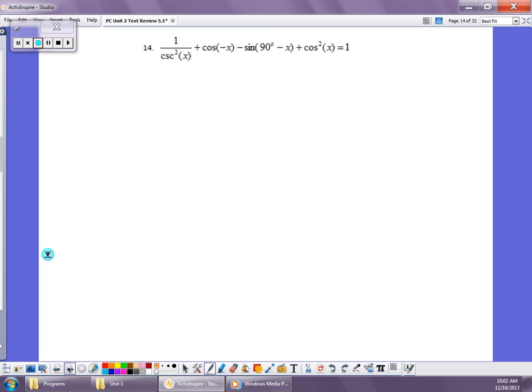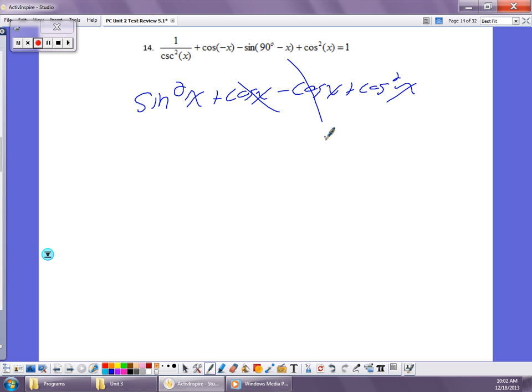All right, 14. What is 1 over cosecant squared? Sine squared x. When you take the cosine of a negative, what can you do with the negative? Get rid of it. Sine of 90 minus x, that's the cofunction of sine, is what? Cosine, plus cosine squared. What's cosine minus cosine? 0. What's sine squared plus cosine squared? 1 equals 1.